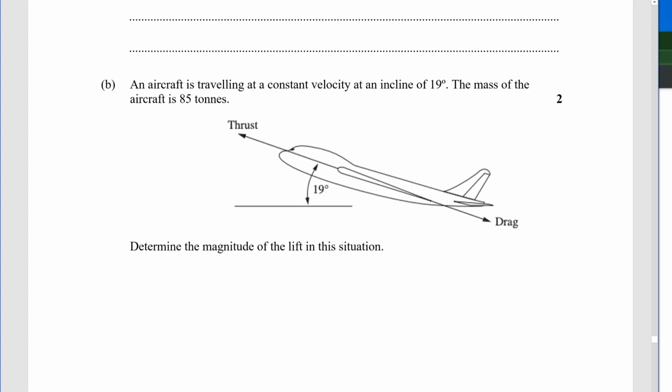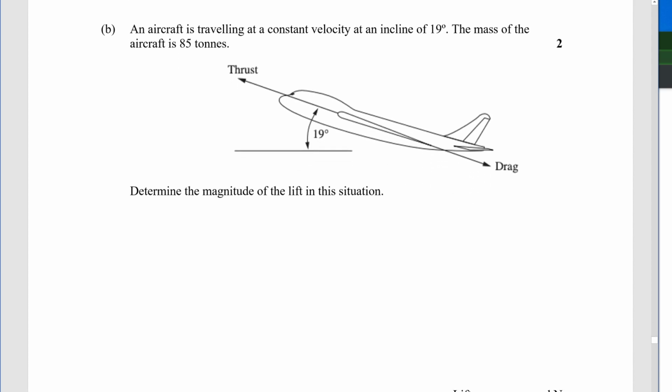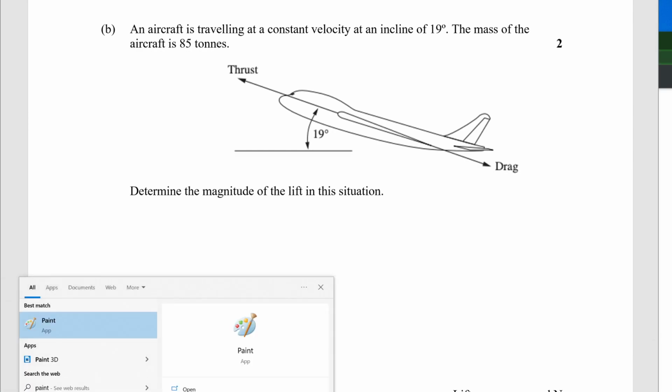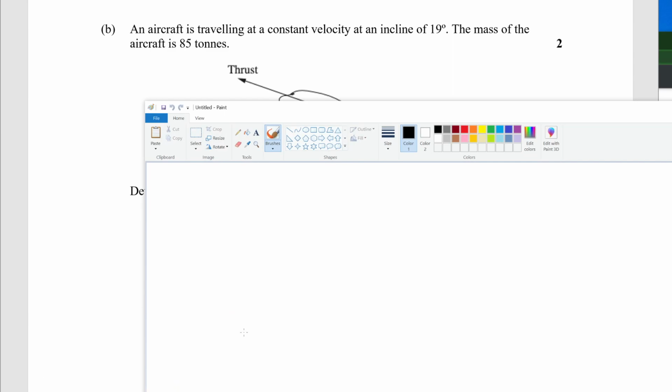Okay, determine the magnitude of the lift in this question. So these questions, effectively what we're drawing is, and I don't really like to use Paint too much, but we're drawing a right angle triangle, and what we're going to draw is weight is always down, vertically down. It's the definition of down. It's the definition of vertical. And then we're going to have lift, which is perpendicular to the wing. And then we're going to have thrust minus drag.